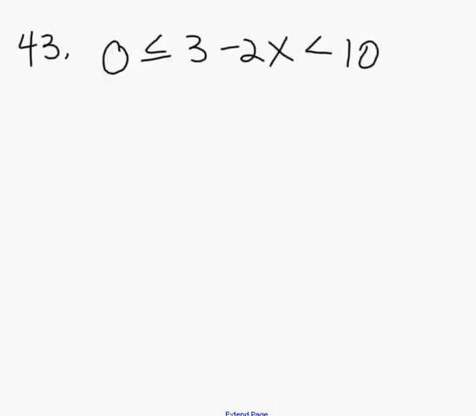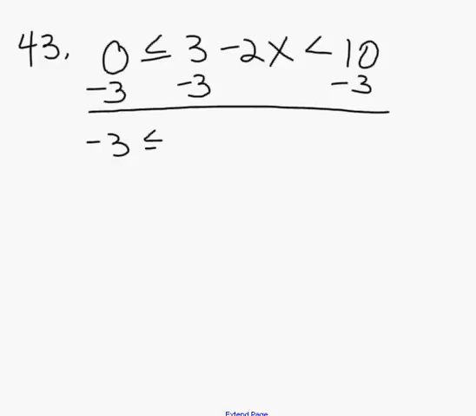Number 43 is a compound inequality because there are two inequality signs, so I have to move everything in the middle near the x out to the two outside places. So first thing I'm going to do is subtract 3, and I subtract it from all three places. I have negative 3 is less than or equal to, that cancels, I have negative 2x is less than 7.